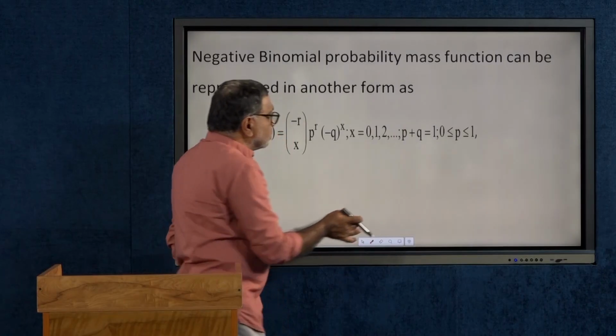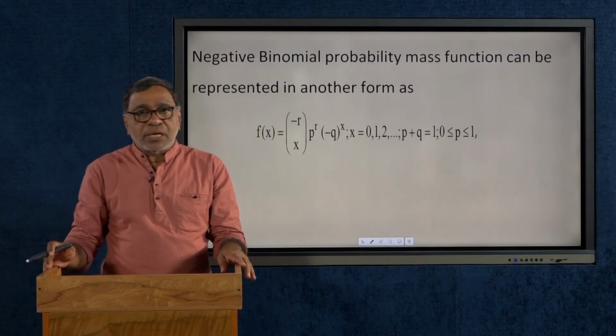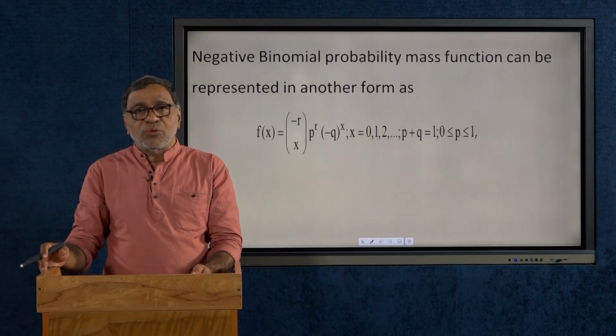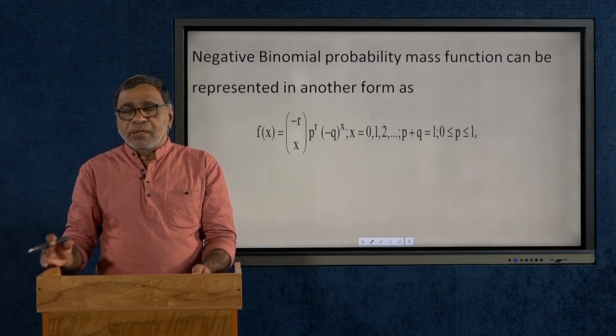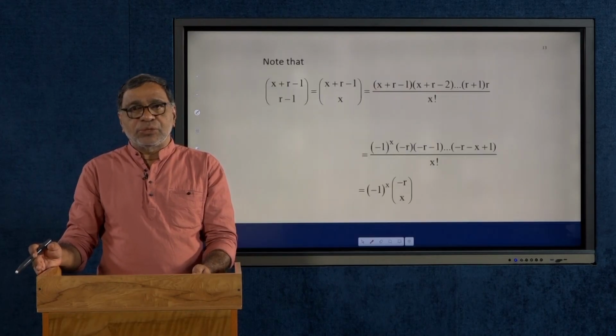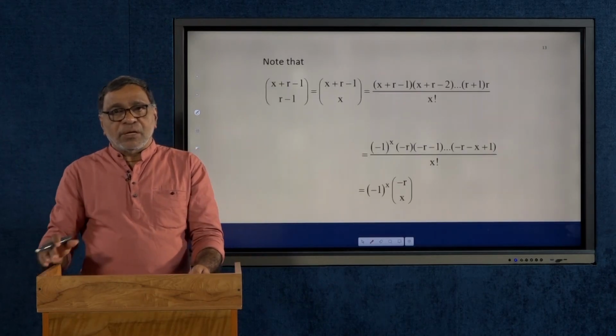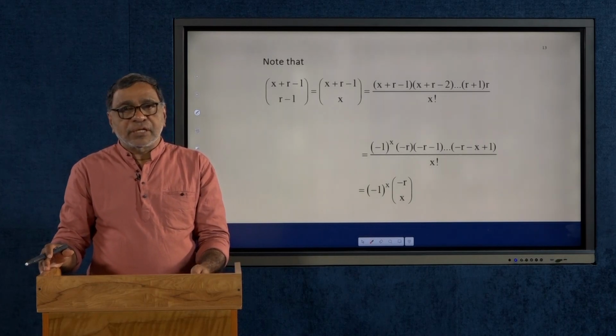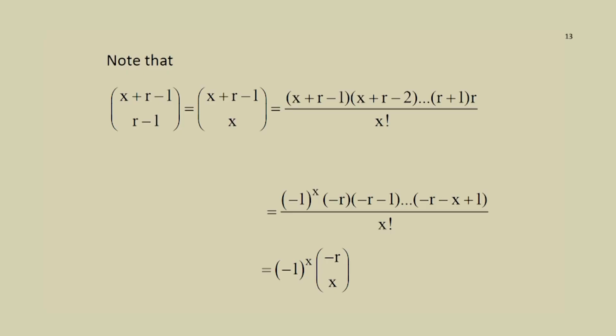We are writing this expression as minus r C x, p power r, minus q power x, where x is equal to 0, 1, 2, 3, etc., and p plus q is equal to 1, where p is a value between 0 and 1. And I have already given the reason for representing that expression like this, that is the procedure. The simplification of that expression gives us the value.